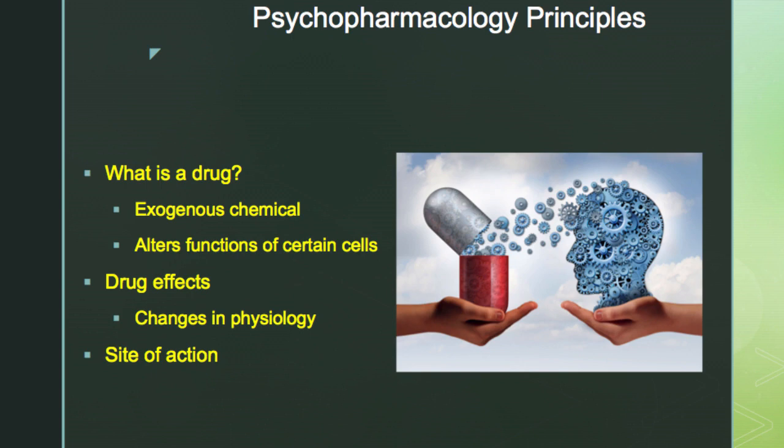A drug, by definition, is an exogenous chemical that is not necessary for normal cellular functioning, and it significantly alters the function of certain cells of the body when it's taken in relatively low doses. Now, drug effects are the changes that we can observe in the individual's physiological process and behaviors. The site of action is the points at which the molecules of the drug interact with molecules located on or in the cells of the body, thus affecting some of the biochemical processes of these cells.